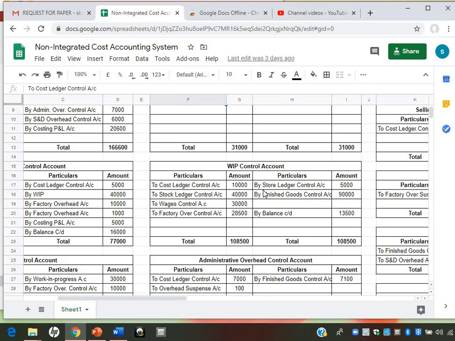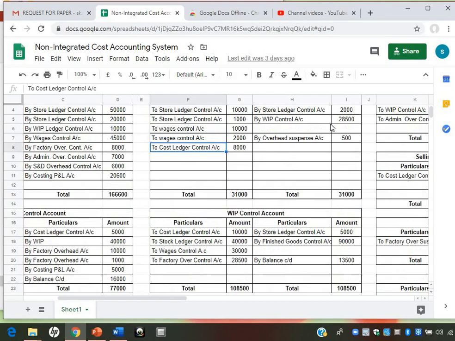So in this case, you can see we require material, we require labor, all these things. So similarly, you can see this is the first of all cost ledger control account. This is the direct expenses, store ledger control, direct material, wages control. This is our direct wages allocation, and factory overhead control.